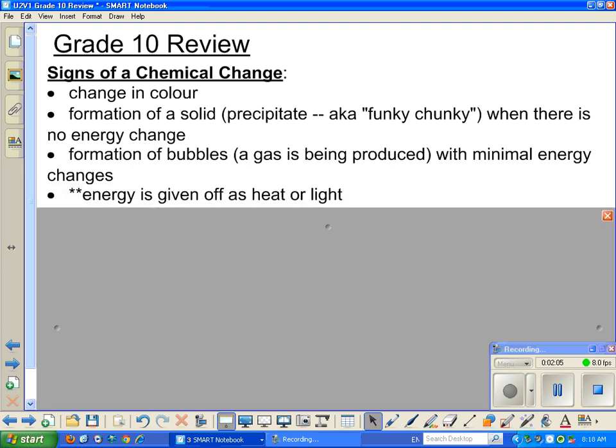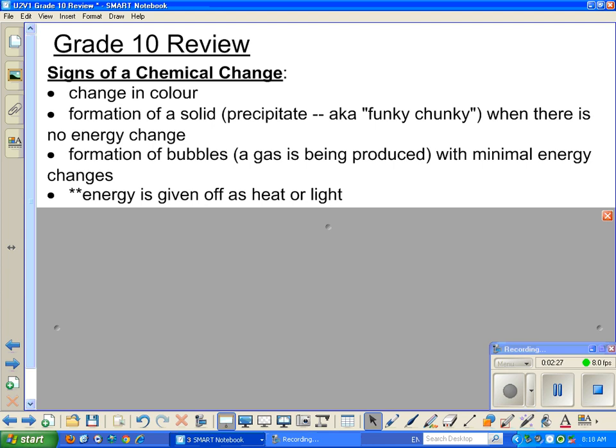And oftentimes energy can be given off as heat or light. Sometimes energy can be taken in too, and the substance can get colder, like what goes on in some chemical ice packs, although some are chemical based, some are physically based. But more often we think of explosions or combustions, and lots of heat and energy given off is a good sign of a chemical change.